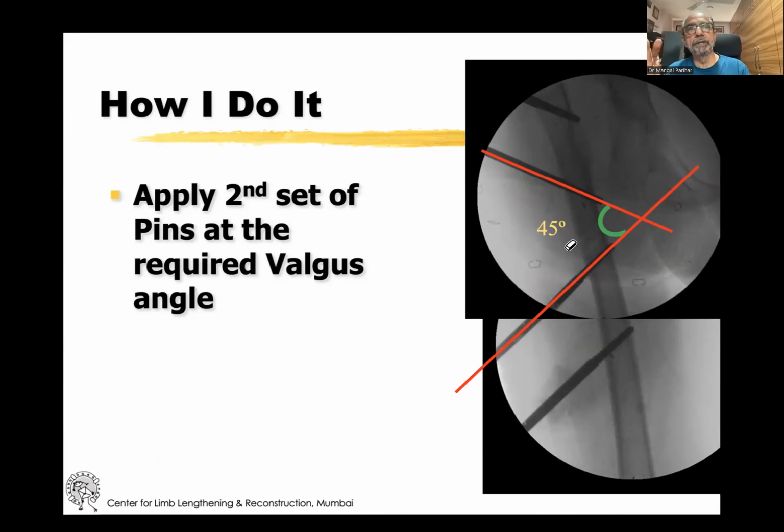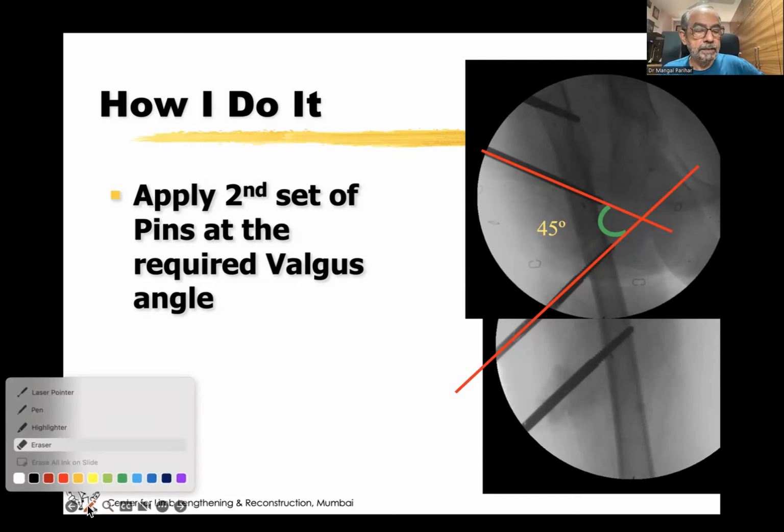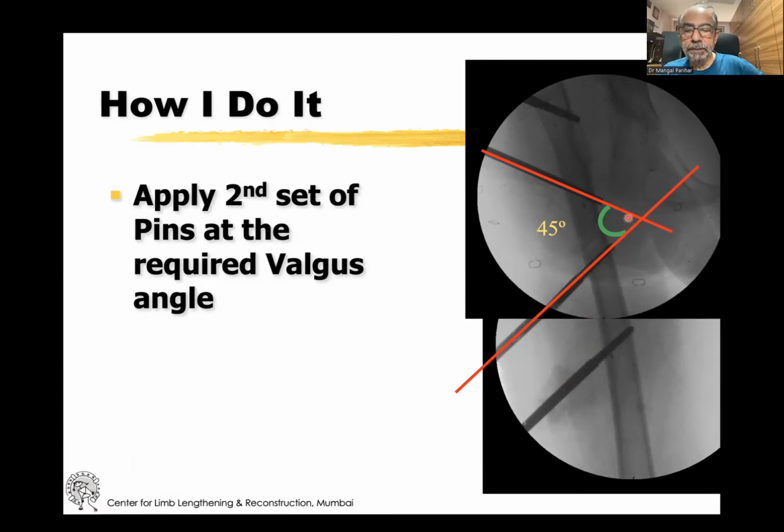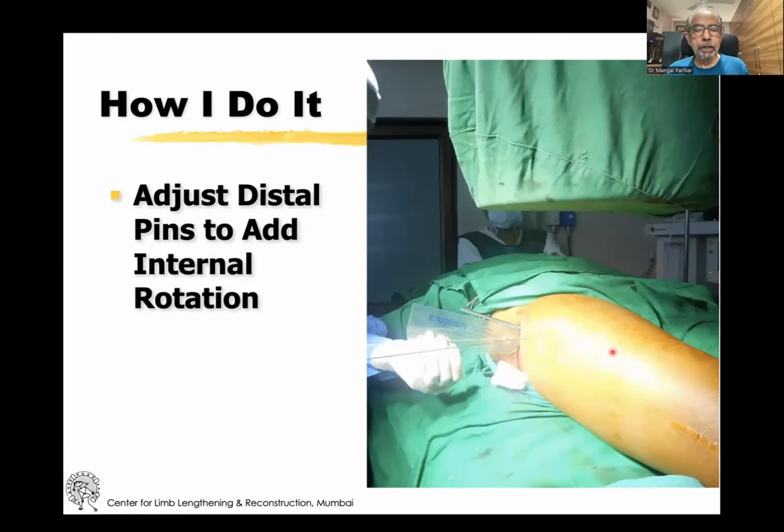Or third thing is, you can use those angle guides which you get in the AO osteotomy sets and all that, which have got different angles, multiple ways of doing this. So when I put this pin, I will confirm on the C-arm using those methods that this is at the appropriate angle. And then using this pin itself as a template, I will put in the second. So now I've got two sets of pins which are at the appropriate angle to each other that I want to correct.